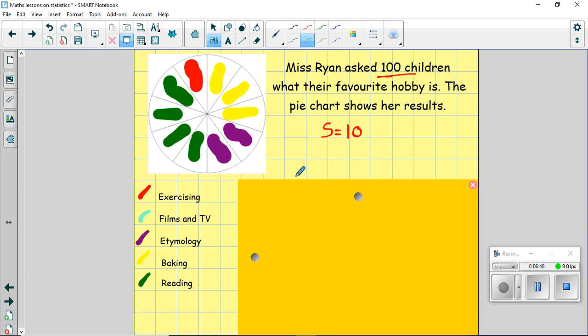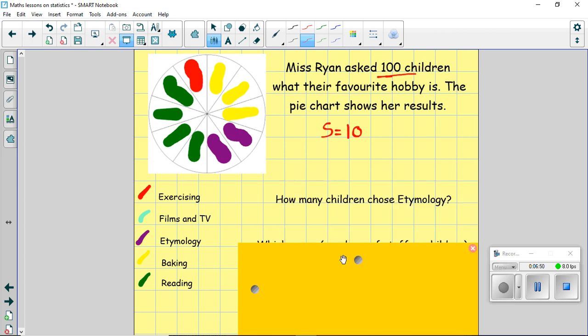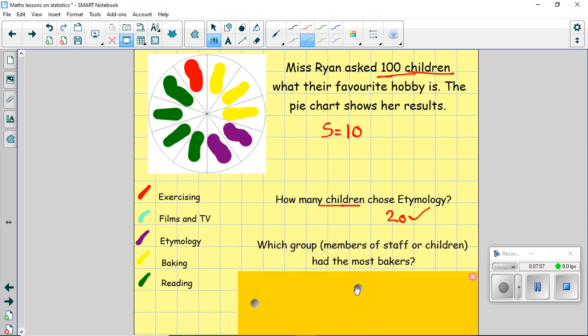Next one. How many children chose etymology? So children, and we're on the children pie chart, so that's fine. Etymology, purple. 2 sections are coloured in. Each section's worth 10. So 20 children chose etymology. Tick. And the last one: which group, so members of staff or children, had the most bakers?